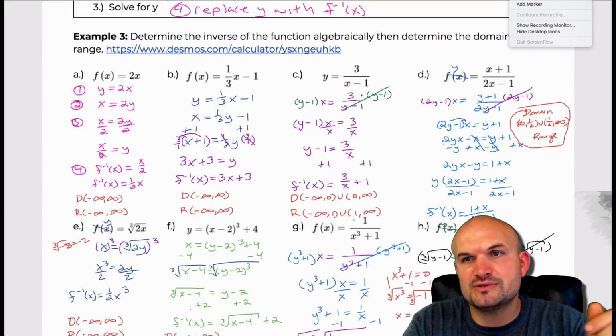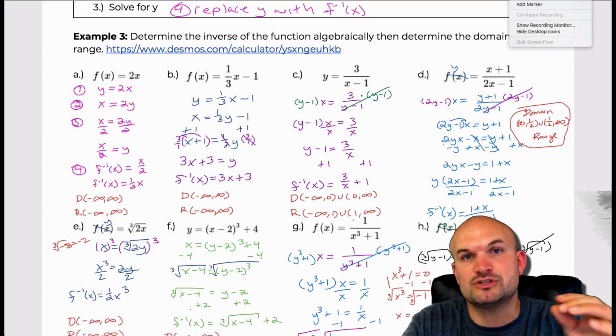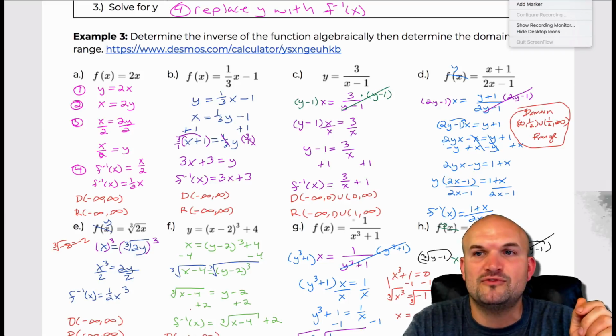So now what we're going to do is move on to our next examples, which is going to be looking at the restrictions of our function. So that will be in example 4 coming up next.